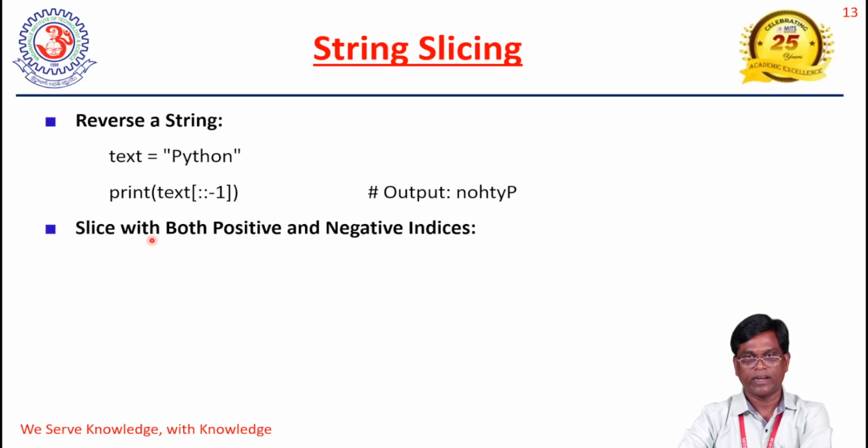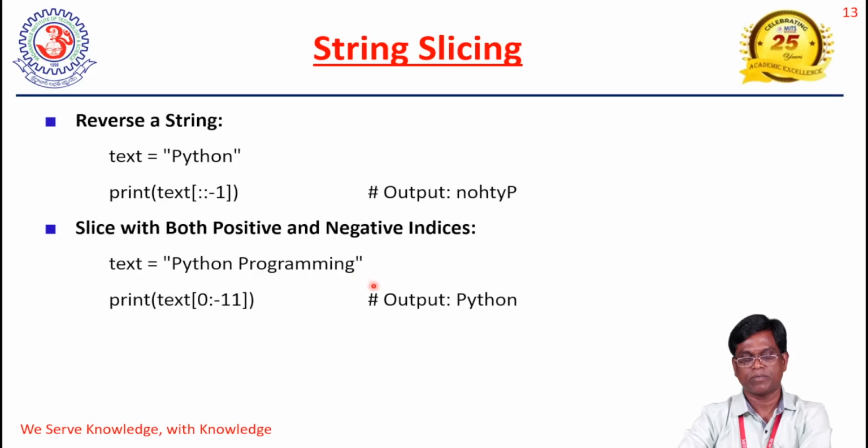Similarly, I can use both positive and negative indexes whenever I am going with the string slicing operation. See, this is the string I am creating, text equal to Python programming. Here I am giving text of 0 colon minus 1. So 0 is a positive index and minus 1 is a negative index. With both positive and negative index, I can display that particular string. This is another feature that we can consider from the string slicing operation. It will start at 0 and go up to minus 1.